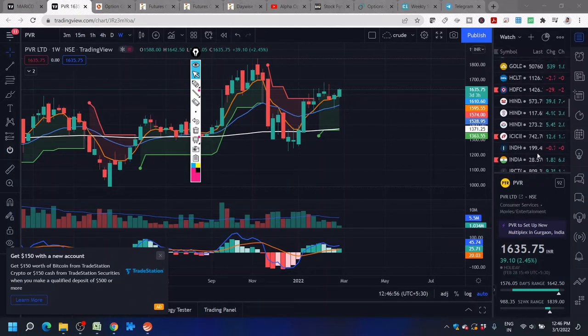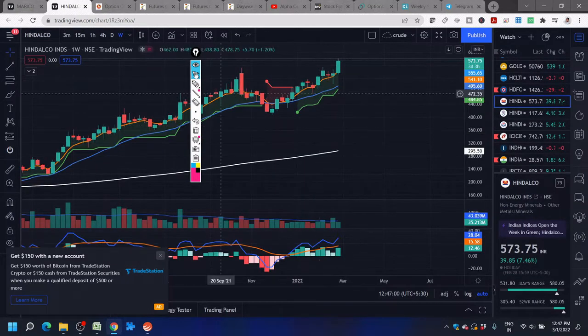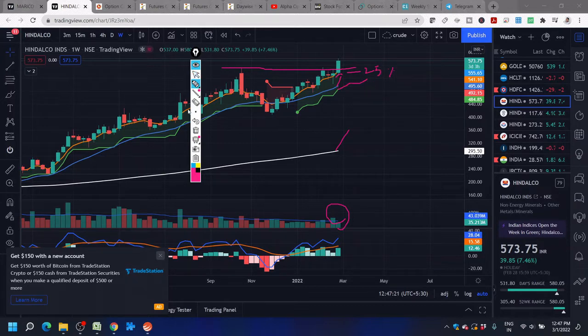Where is Hindalco? Yes, this one. So Hindalco is in a very good position. It's holding a new high, very powerful position it is in. Decent volume, price is away from 20 also, and you can take 25% entry here and ride along with the super trend.